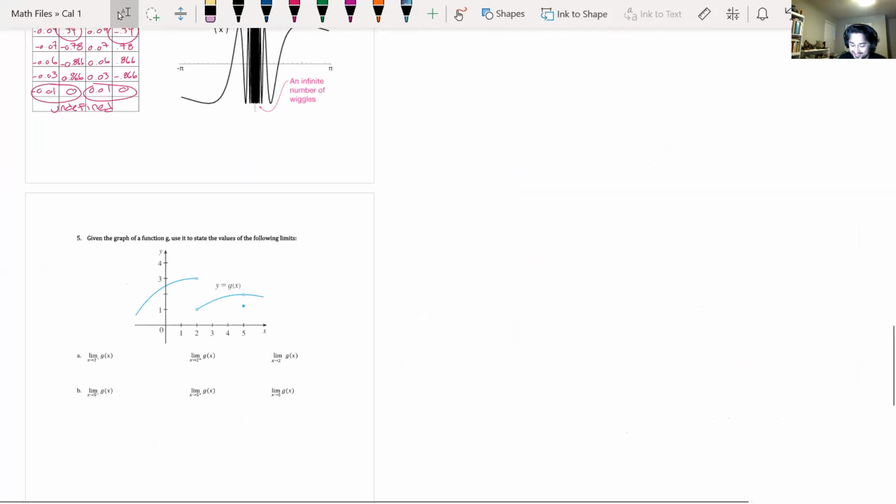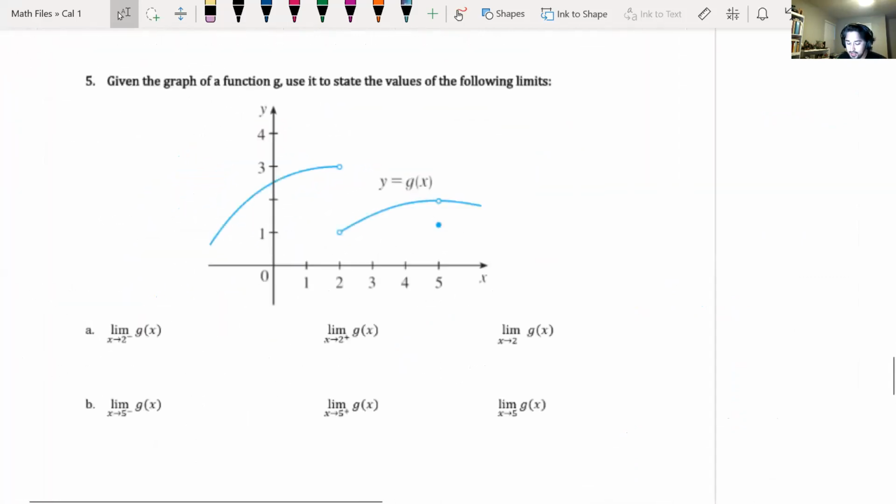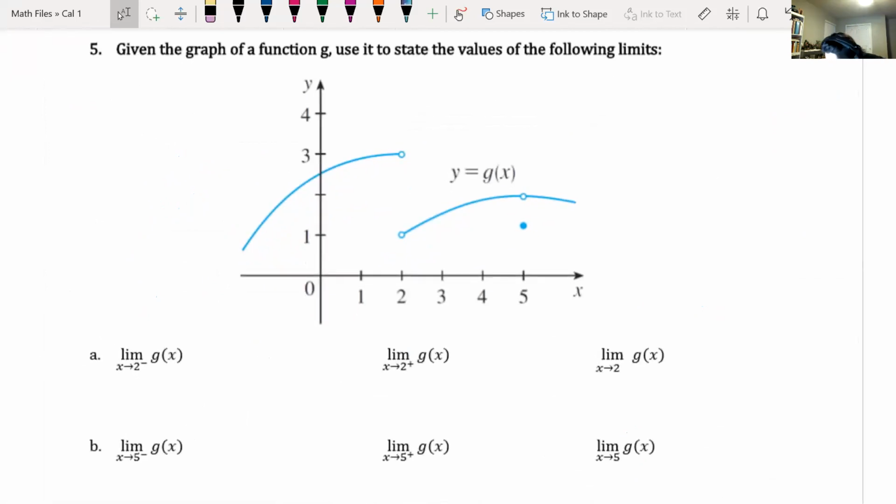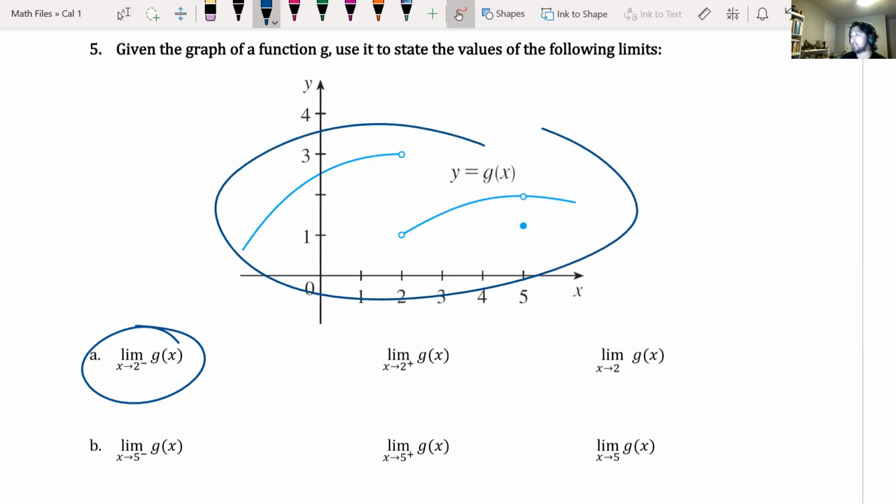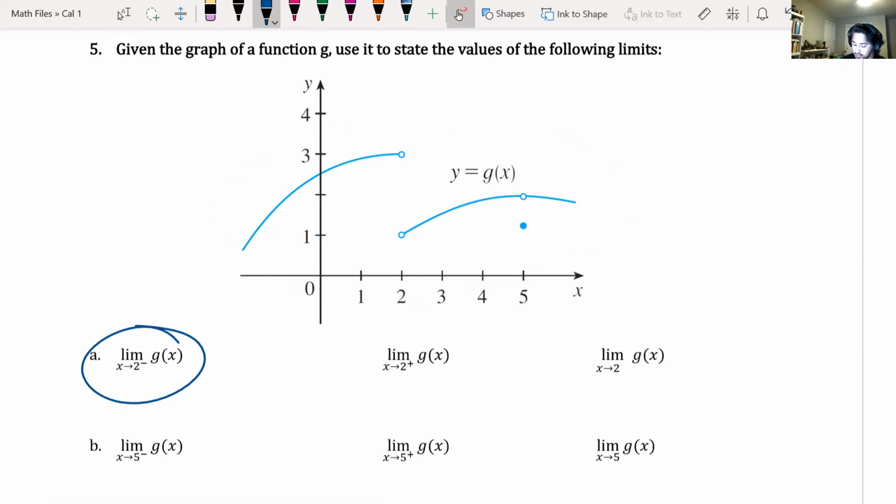Okay, last problem. Basically, this one's important because it's teaching you how to actually read a limit and understand the definition of a limit and how it exists. So we're just going to use this graph to answer the limit questions below. Let's start with the first one: the limit as x approaches 2 from the left of this function g of x. So all of this is g of x.